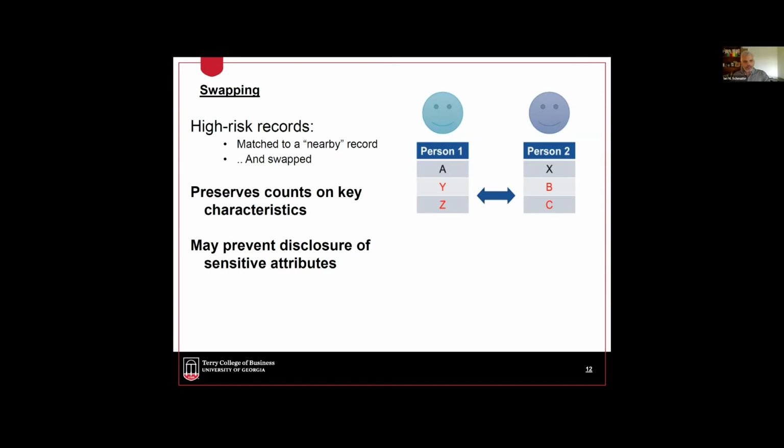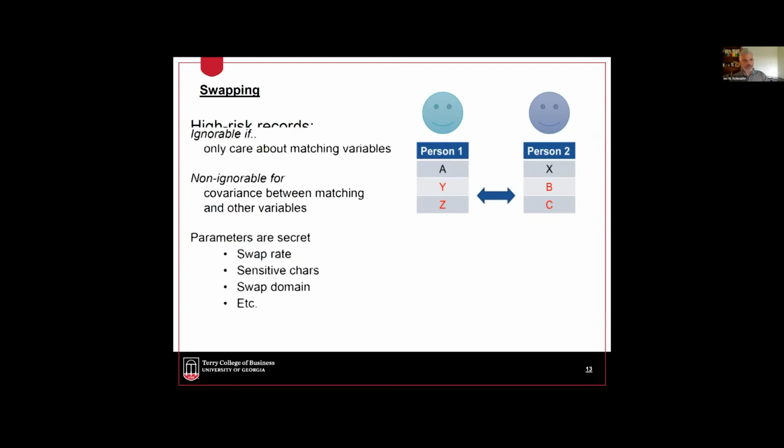This has the advantage that it preserves counts on key characteristics, and so it allows enumerations on particular characteristics to remain fixed. And it can help with preventing the disclosure of sensitive attributes. But it's ignorable only in the case that you only care about the matching variables. Otherwise, it's not going to be ignorable. In fact, it's going to just destroy the covariance between any of the matching variables and the other variables.